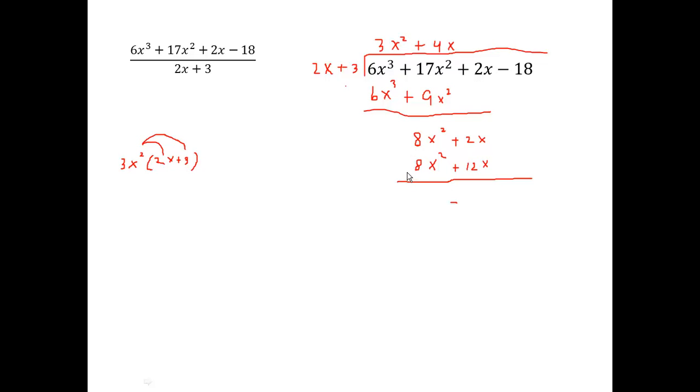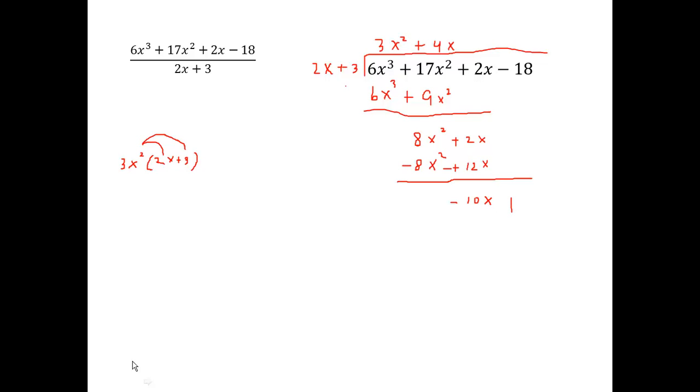So if you want to, you can go ahead and subtract, and you can put these negative signs here if you want. I usually don't, but you can absolutely do that if you need to. So it's 8x squared minus 8x squared, and then 2x minus the 12x, which gives me negative 10x. Be careful with your signs. I guarantee you that's a very common error, and if you're not careful, you will make that error.